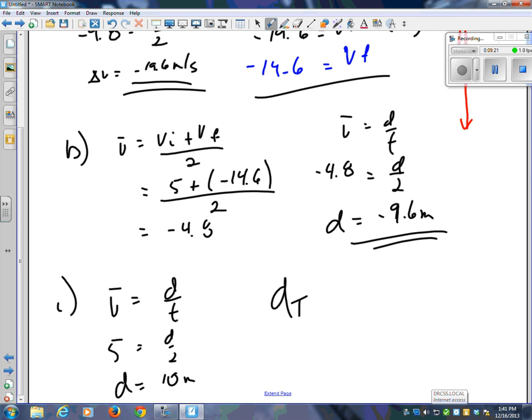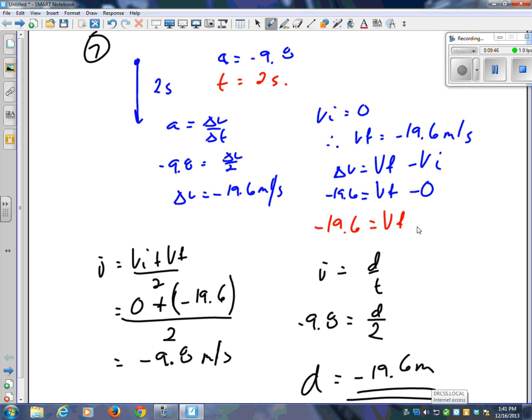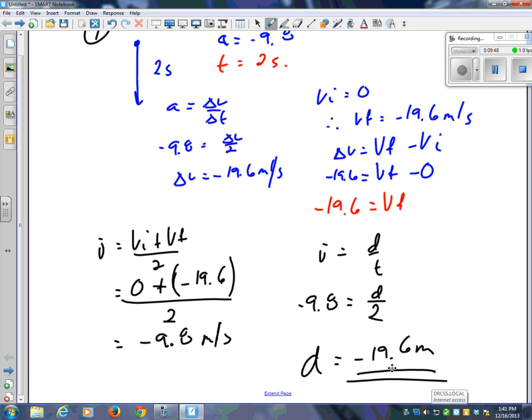And so my total distance between them now, is it 10 minus 9.6? It's just 9.6, because the minus just means that what? That it's down. So it's actually 10 plus 9.6, or it's 19.6 meters apart. Isn't that odd that the helicopter and the bag are 19.6 meters apart? What happened in the very first one? The bag and the helicopter were 19.6 meters apart. Is that coincidence, do you think?